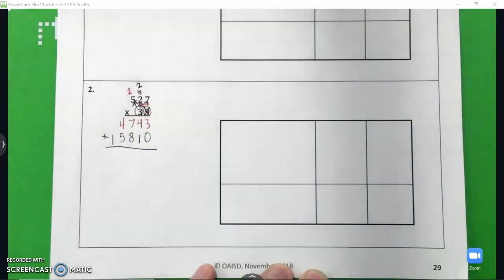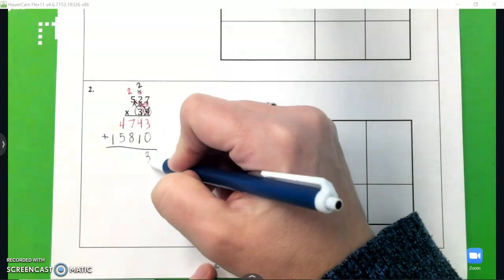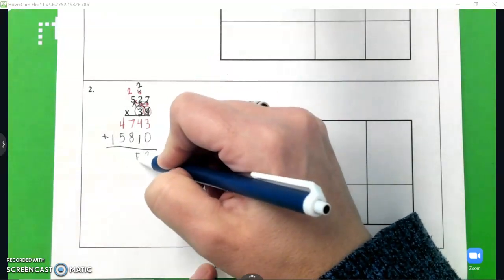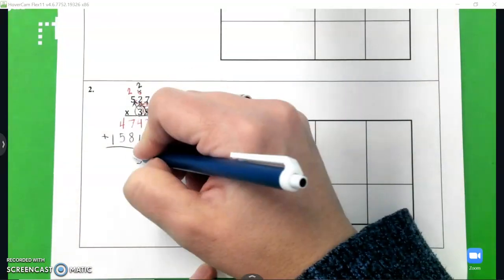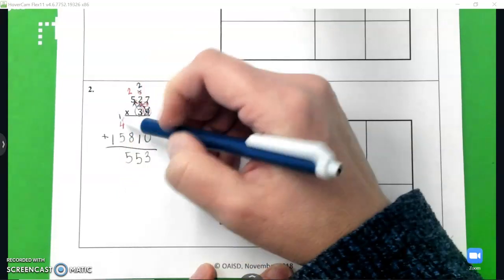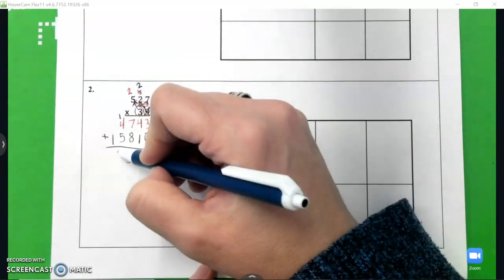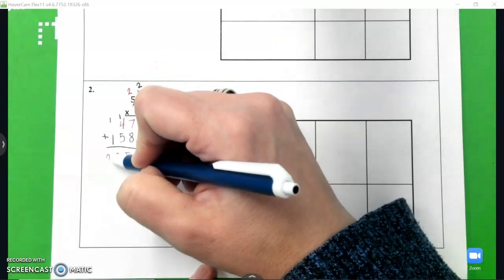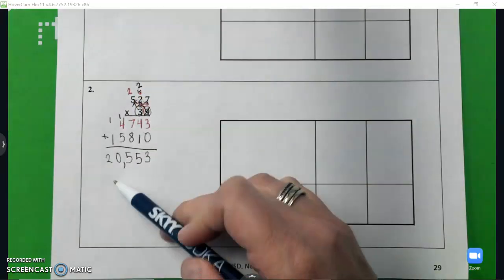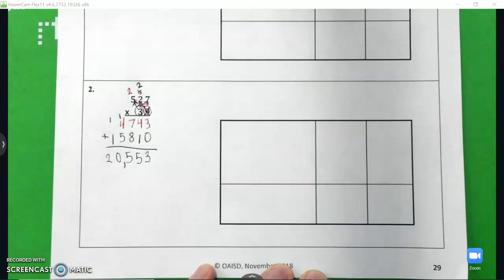And I add it all up. 3 plus 0 is 3. 4 plus 1 is 5. 7 plus 8 is 15. 5, 10, and 2. So my answer is going to be 20,553.